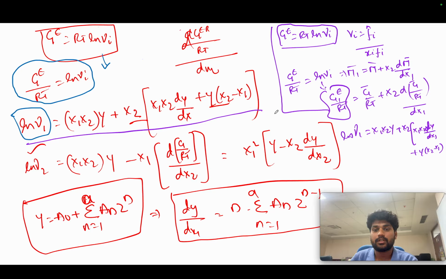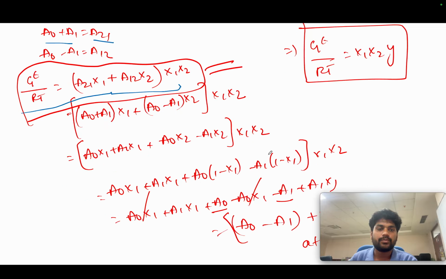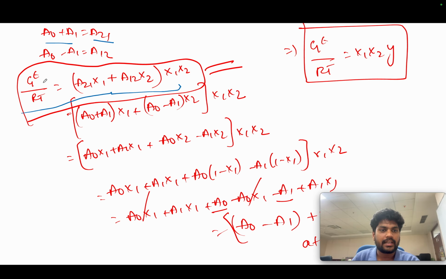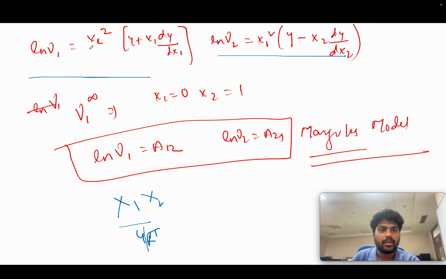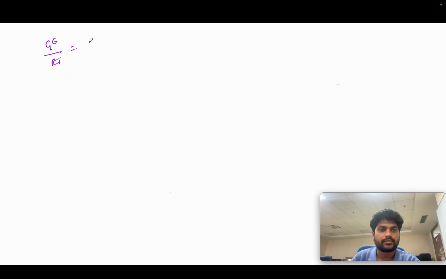Further, if you do it for ln of gamma 2 also, we know from the partial properties that m2 bar equals m bar minus x1 dm bar by dx2. If we apply this, we will get this equation. I will explain it again. In the last class you have seen this equation, right? G excess equals RT, A21 x1 plus A12 x2, of x1 x2.